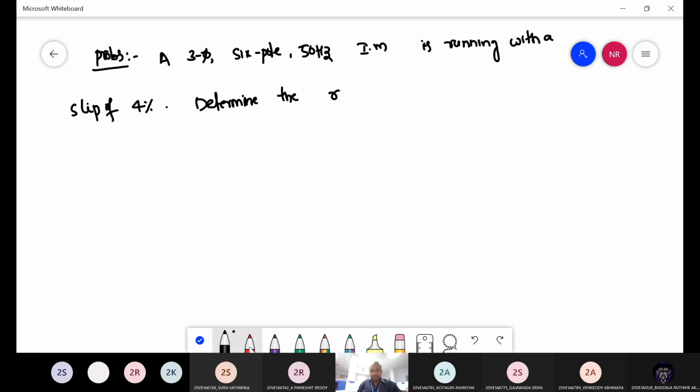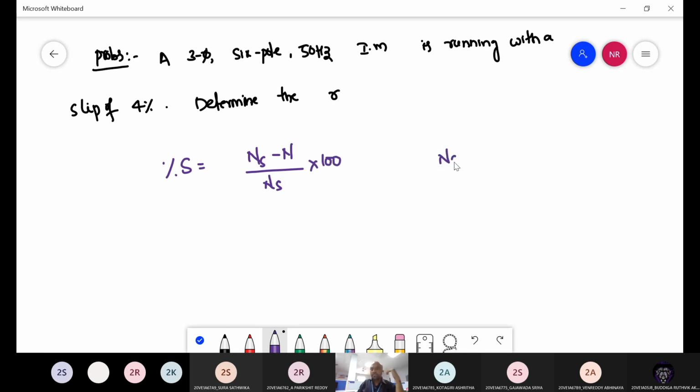Here, first of all, before the problems, some formulas. We have the slip is equal to ns minus n by ns. Do you remember? Percentage slip is slip into 100.